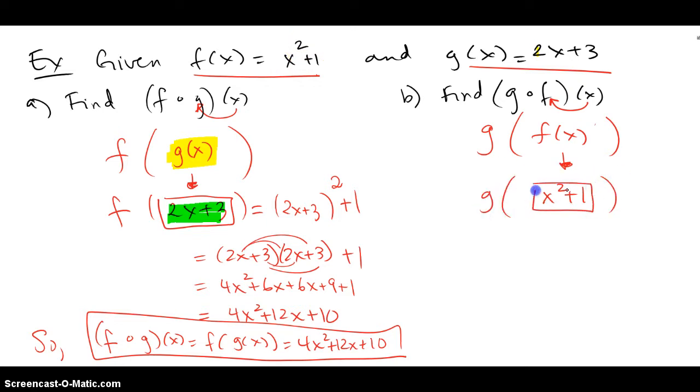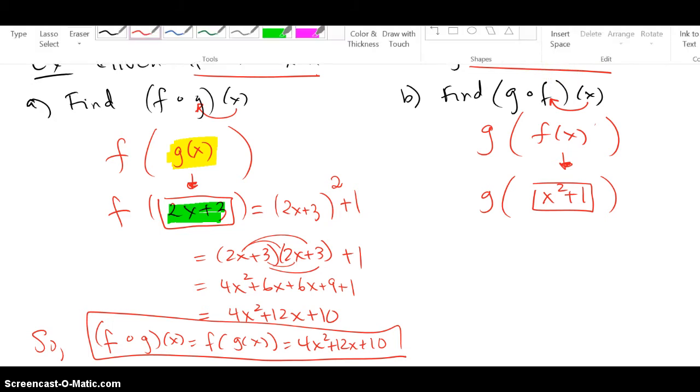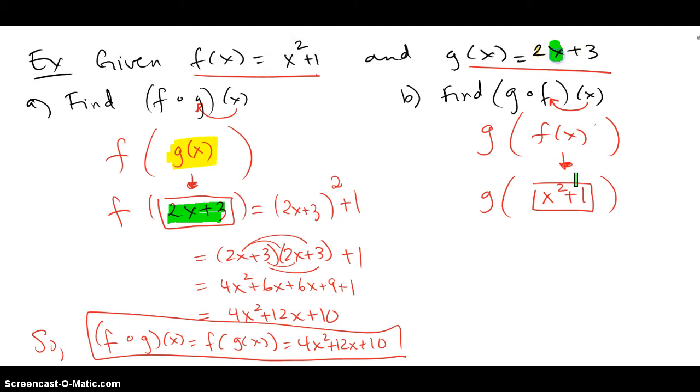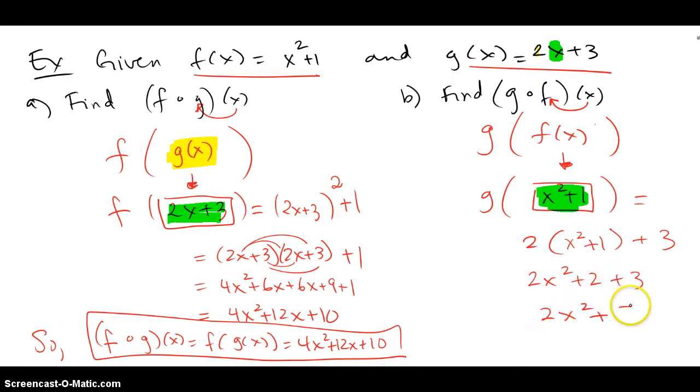So this entire box goes inside of g, which is right here. Where does it go in g? Wherever the x is, of course. So this entire thing goes inside of g now. That's going to give us 2 times whatever that giant thing is, plus 3. Now what is the giant thing that goes in there? It's the entire f function. So I have 2 times x squared plus 1, plus 3, which is 2x squared plus 5, which is actually my g of f of x function.